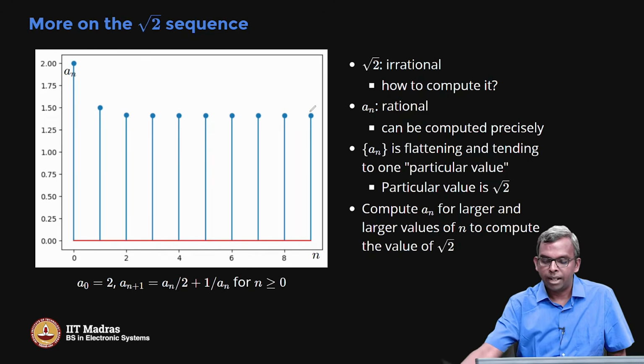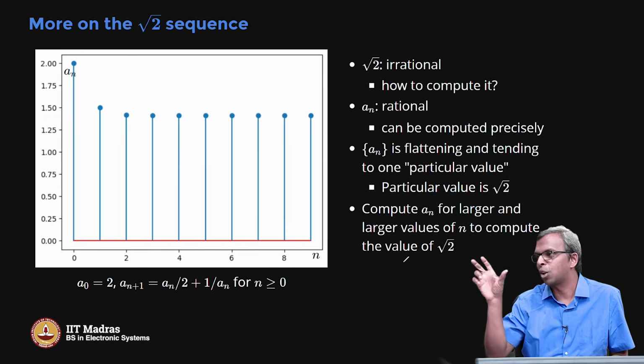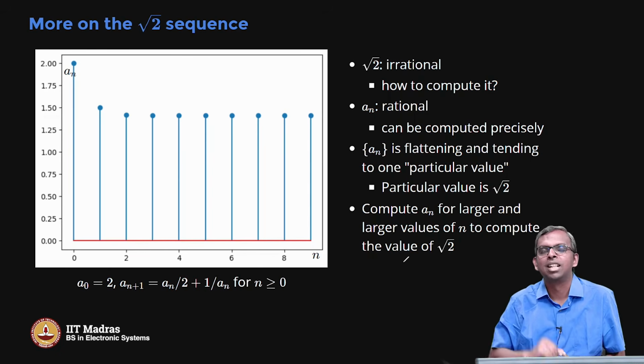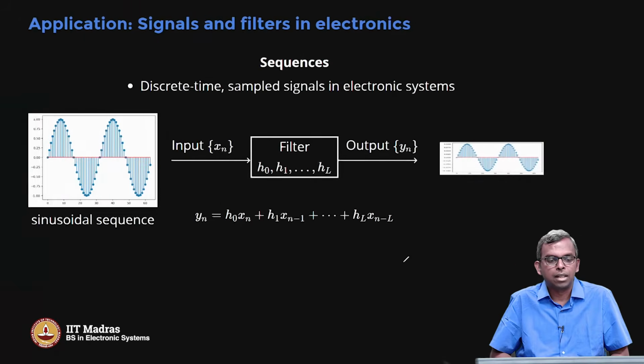Okay, and this method, this kind of flattening and tending to one particular value is very, very useful, because I can now compute root 2 to any amount of accuracy. I'll just keep going for larger and larger values of n till convergence, until I get the same number of decimal places, and these are just fractional evaluations. Okay, so this slide tells you why the root 2 sequence is important from a computational point of view, function evaluation point of view. Hopefully this gives you justification for why sequences are useful.